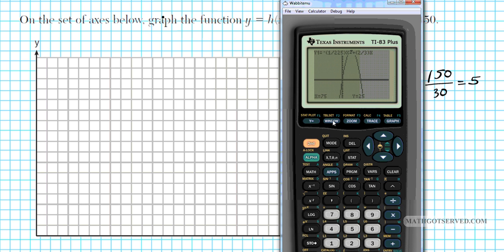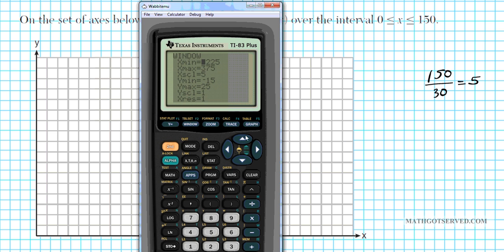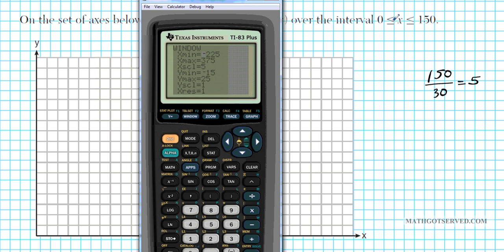So let's go back to our window. We're going to enter it again. So our window, we know that x minimum is the lower bound of the domain, 0. X maximum is the upper bound of the domain, 150. And then we want to scale by 5s. Remember the calculation we did earlier with the 30 tick marks. Now, y minimum is the range. The lower limit of our range is 0.